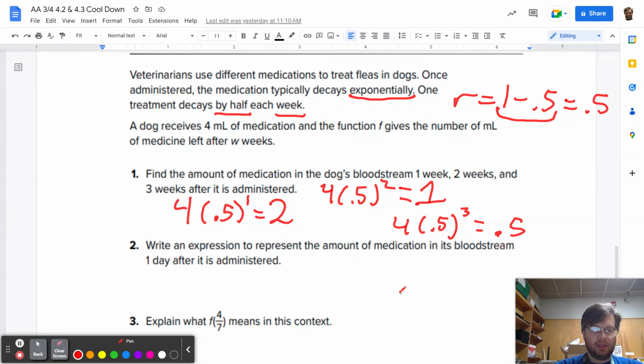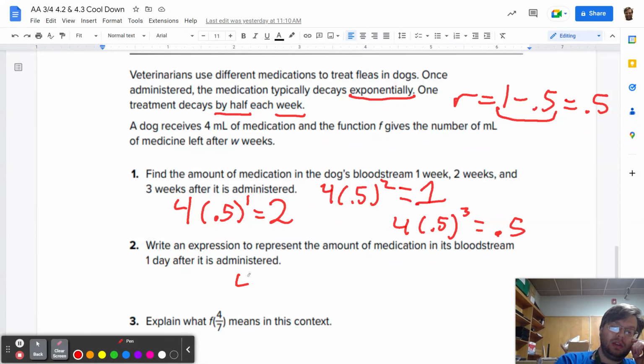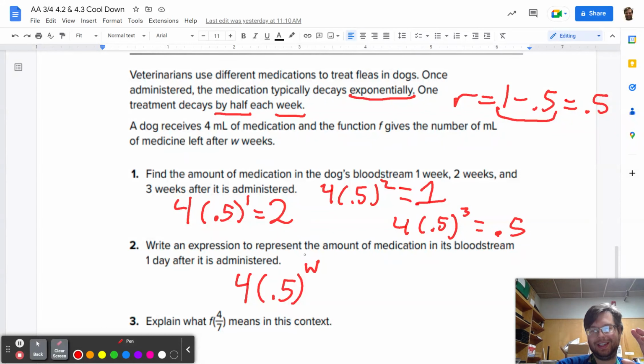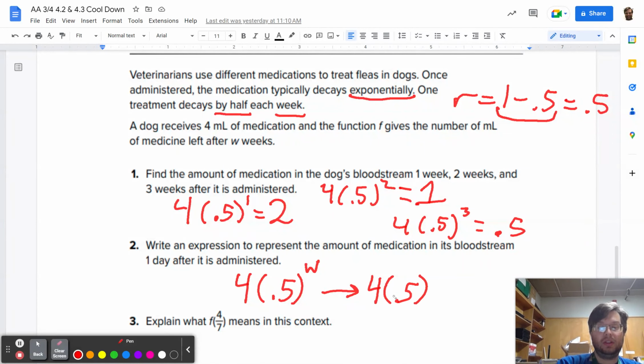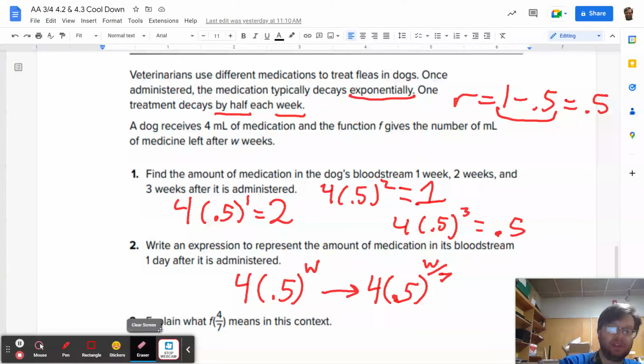Number 2, write an expression to represent the amount of medication 1 day after it's administered. Well, I know that we can go 4 times 0.5 to the number of weeks, but that doesn't work for days. So what we can do is we can change this into 4 times 0.5 to the number of weeks divided by 7. Sorry, I shouldn't have the variable w there. I should have the number 1. Because 1 day is 1/7 of a week.